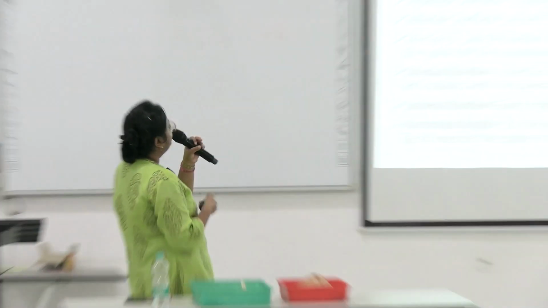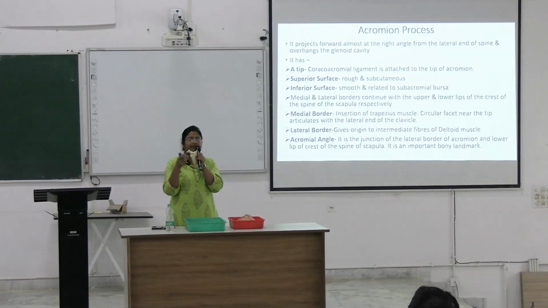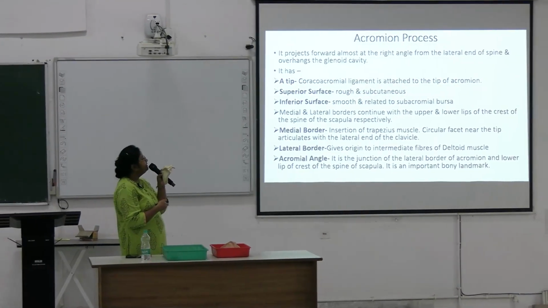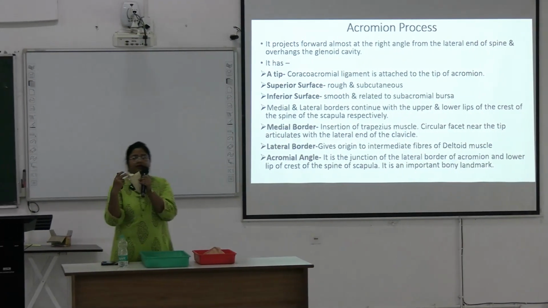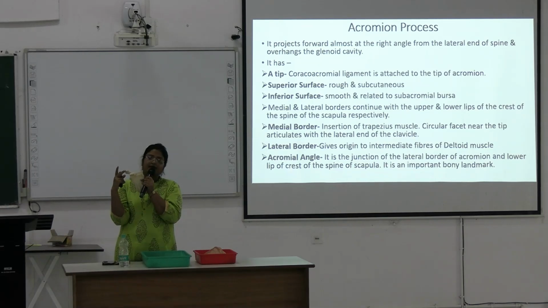So, the acromion process has a tip. Here is the tip of the acromion. The tip gives attachment to the coracoacromial ligament. The coracoacromial ligament connects these two processes. You can see from the name, coracoacromial, it connects the coracoid process with the acromion process. Okay, so it is forming an arch-like structure, formed by this coracoid process, the coracoacromial ligament, and this acromion process. And below this arch lies the subacromial bursa and the tendon of the supraspinatus muscle.